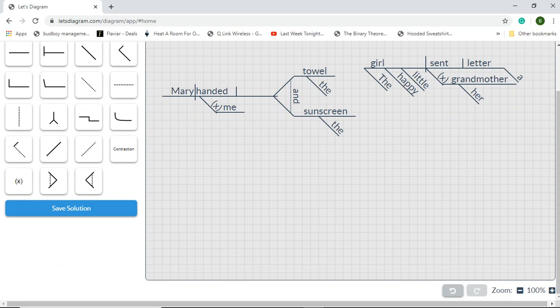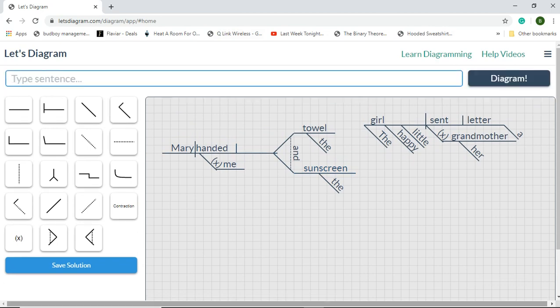Okay. Now, let's head down to number 3. Number 3, okay, is: Did Chad give you his keys? Now, this is a question sentence, so we're going to have to make it into a statement. Chad did give you his keys. Now we have a statement sentence.